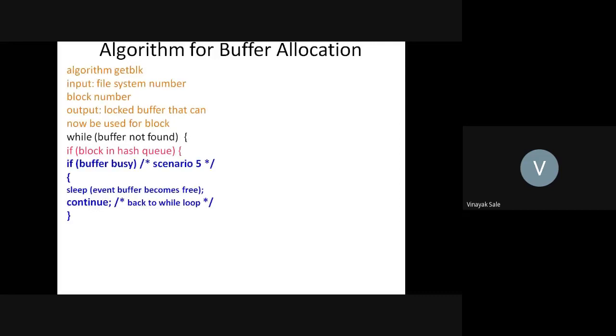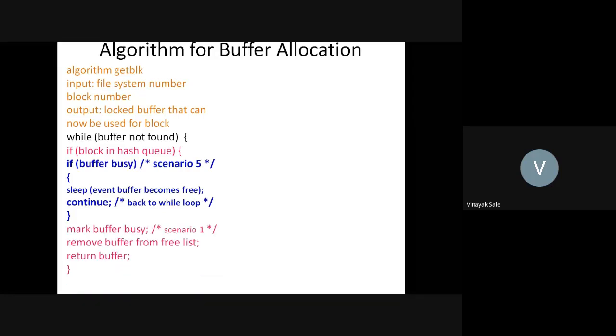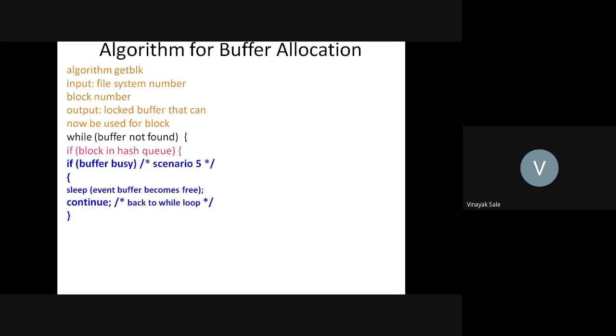Then it will look for the block on the hash queue, then it will check if the buffer is busy. If it is free, then mark the buffer as busy. See here, first the kernel looks for the buffer. If it is not found, that is true, then the kernel will search for the block on the hash queue.